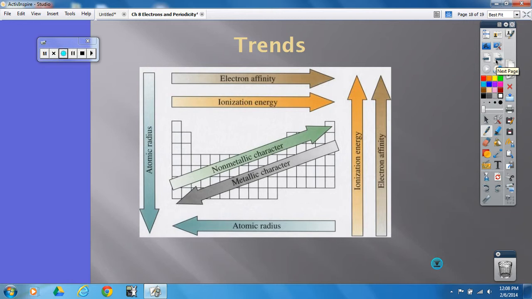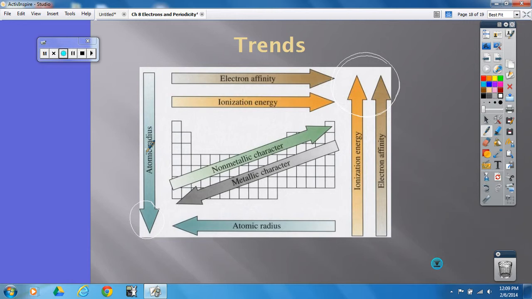So, in summary, here's a picture of the summary. And I want to relate it to some vocabulary that you may see on Dr. Goldie's exams. What this shows you are the characteristics or the properties that increase going to the upper right-hand corner. The property that increases down in this corner is atomic radius. That's why it points this way. So the two vocabulary words that you may see associated with this idea are metallic character and non-metallic character.